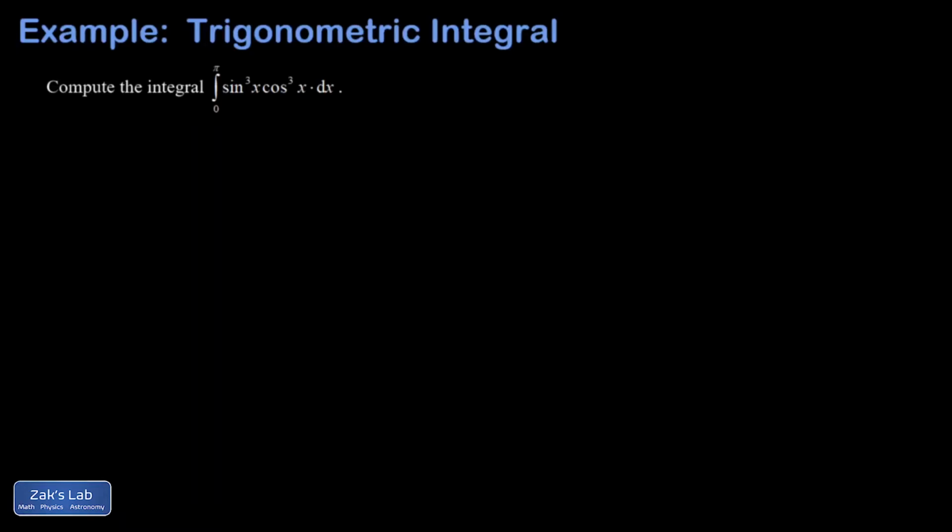This is a pretty typical trigonometric integral. I'm trying to find some way to take advantage of trig identities to clean this thing up and get ready to integrate. And what occurs to me here is that I could pull out a factor of cosine squared and use the sine squared cosine squared identity on it.